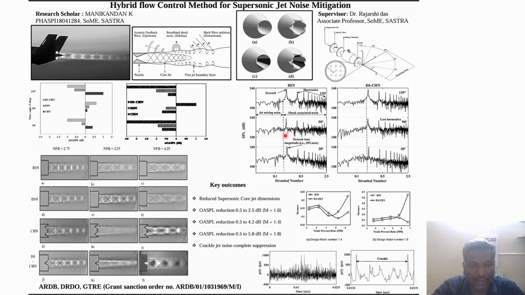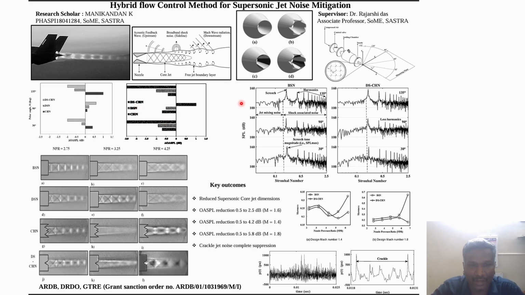Moving on to the overall sound pressure level reduction at NPR 2.25 across the three different azimuths, 30, 60 and 90, the deflected seal chevron is giving a 1 dB reduction, and at the higher NPR 3.25 the deflected seal is also giving 2.5 at 30 degrees and 2.5 at 135 degrees, which is close to 5 dB reduction.